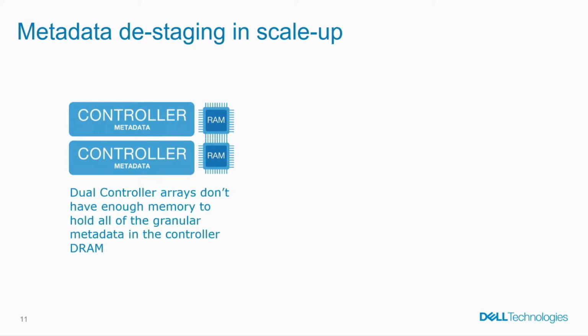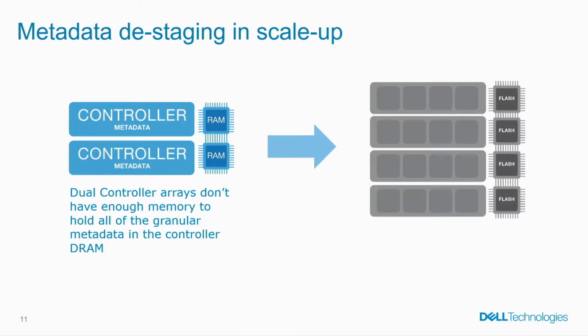Okay, so if we take a look at the majority of the storage arrays today, most of them are a dual controller architecture, which means that you can scale up. If you need more capacity, you can add more SSD drives. But as you start filling your array, what happens when you run out of memory?